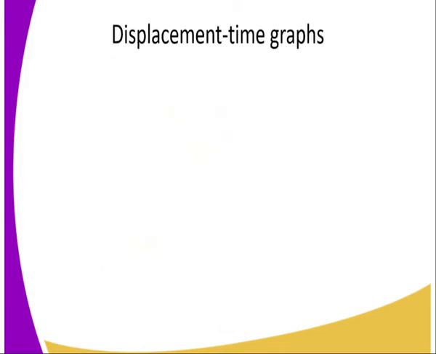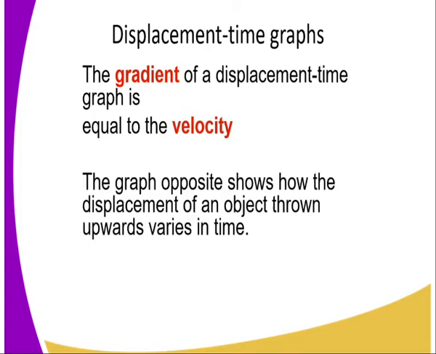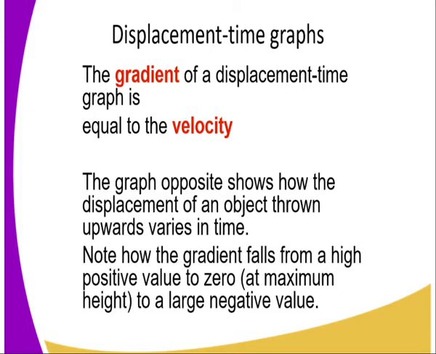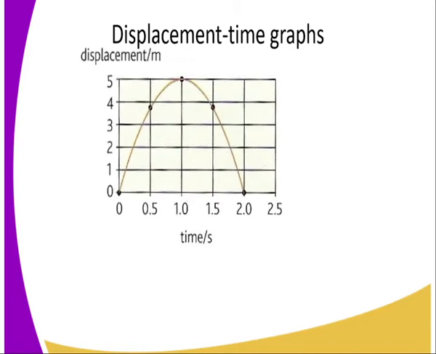Now let's head to displacement time graph. The gradient of a displacement time graph now gives us velocity. This is a vector quantity. The graph opposite shows that the displacement of an object thrown upward varies with time. Note how the gradient falls from a high positive value to zero at maximum height to a larger negative value. This is the graph that we are referring to, which gives us the displacement of a body after being projected upwards and then falls back to its position.